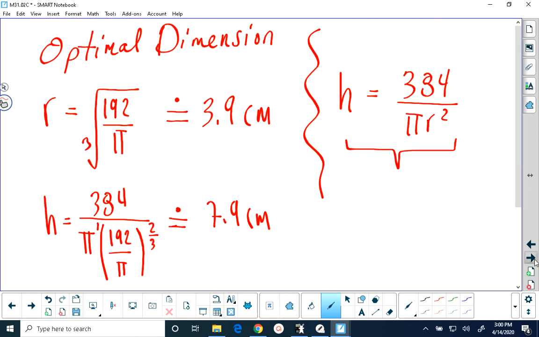Anyway, the answer to the question in terms of rounded numbers is approximately 3.9 centimeters for the radius and 7.9 centimeters for the height. Let's take a look at the next question.